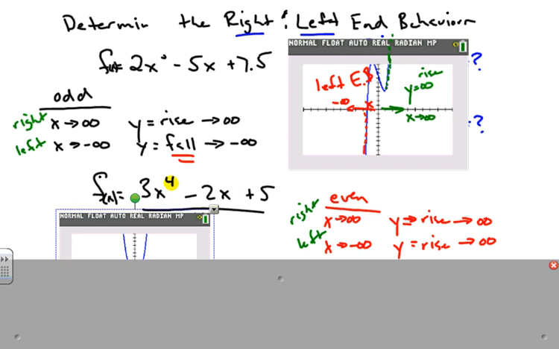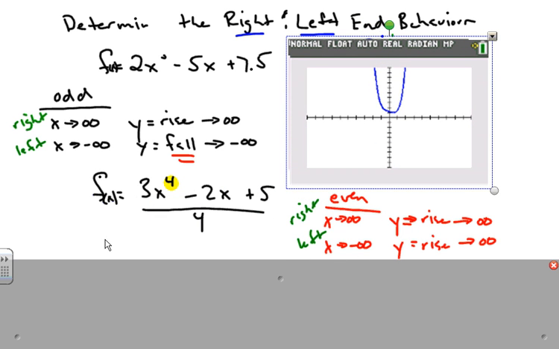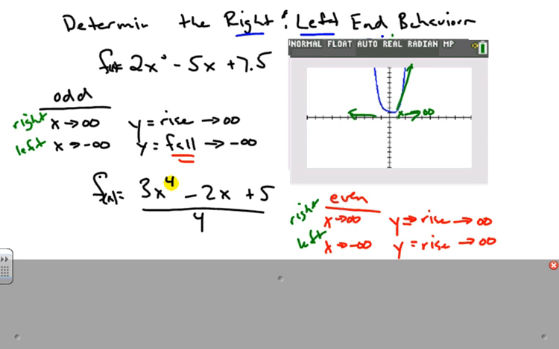Okay, and we can see that as well. I'll just take this one, put it over, and you can see that this graph right here rises to the right, goes to infinity to the right as x goes to infinity. It goes up. As x goes to negative infinity, the graph also goes up, so they both rise.